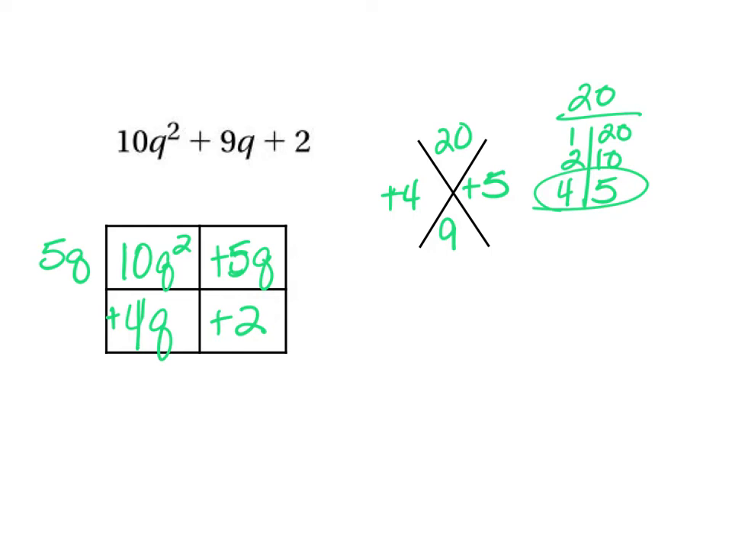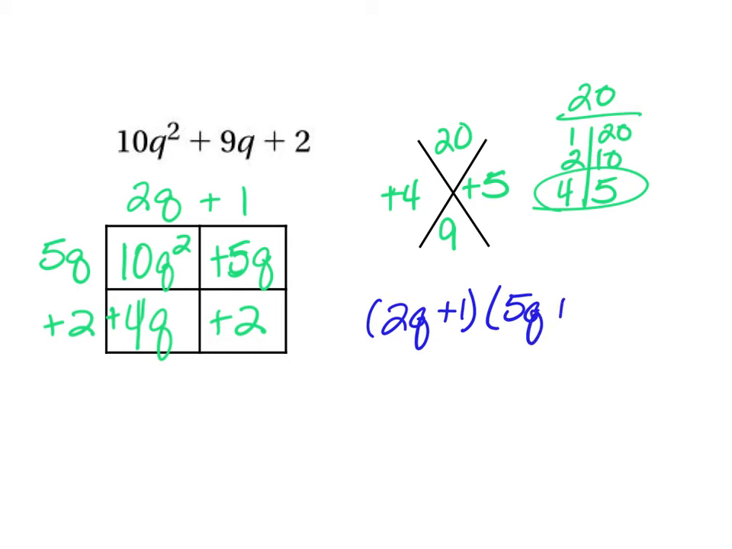The second one, we're going to have to factor out a positive 2, it looks like. Now the columns, I'm going to have to multiply this times a 2q, which makes sense because 5 times 2 is 10, 2 times 2 is 4, so that gives us what we need there. And then it looks like this is just going to be a plus 1. So my binomials are 2q plus 1 and 5q plus 2.